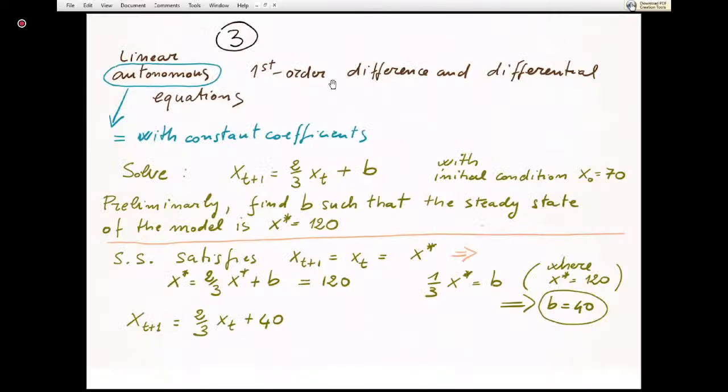Okay, so this is an example on difference equations. And also some differential equation which is somehow related to the difference equation. Okay.